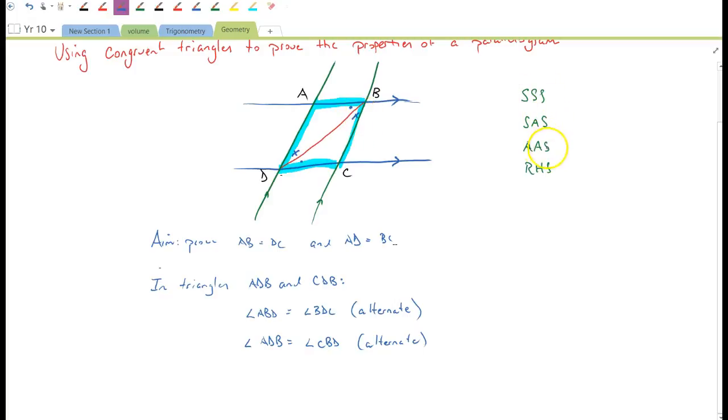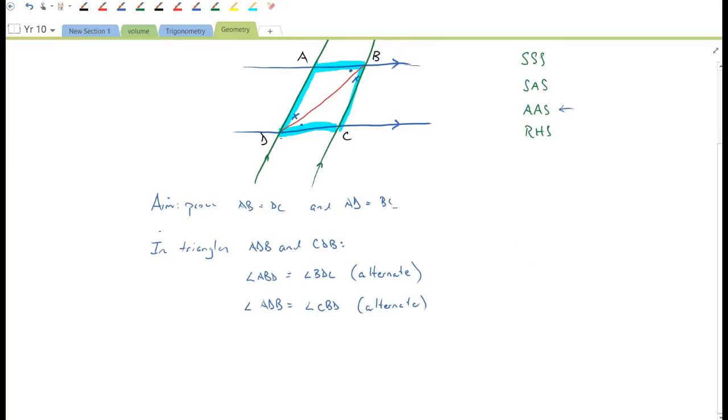All right, now what else do I need? I need a side, don't I? So I can access this test here. So do I have a side? What about that red line? That is a side for both triangles. It's a common side. So I can say that side BD is common. So what I've got is an AAS proof.